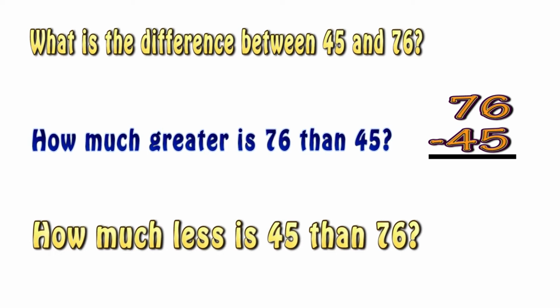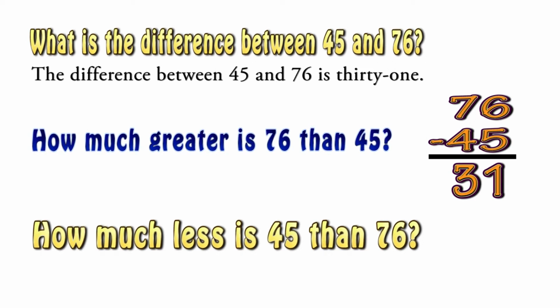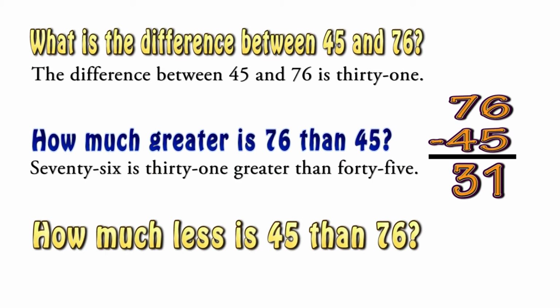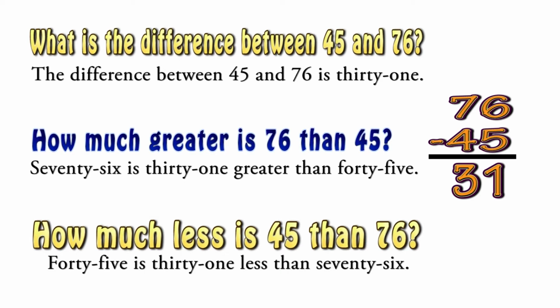76 minus 45 equals 31. The operation we just performed will help us answer each of these three questions. The first one, the difference between 45 and 76 is 31. Our next question, 76 is 31 greater than 45. And our third question is answered, 45 is 31 less than 76.